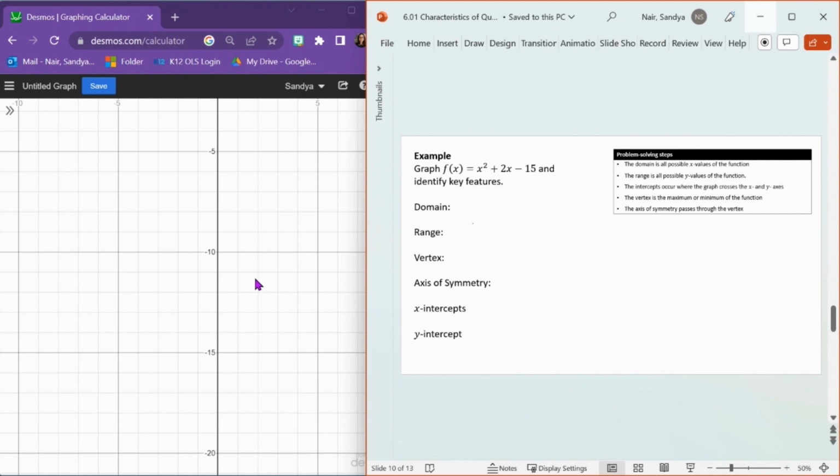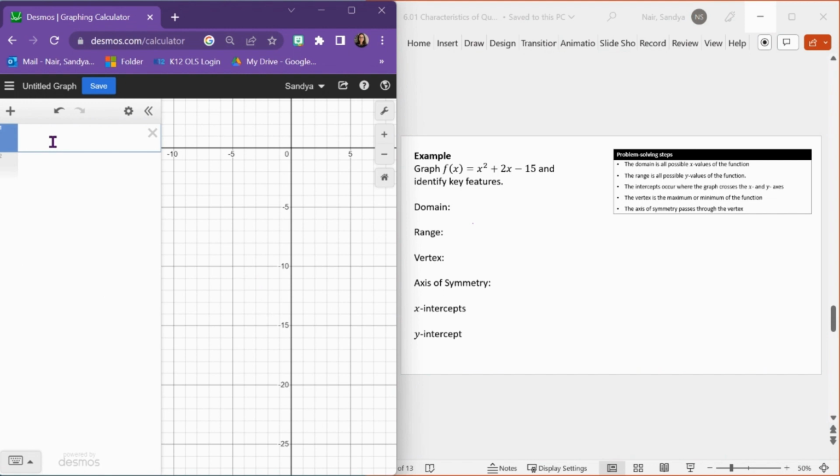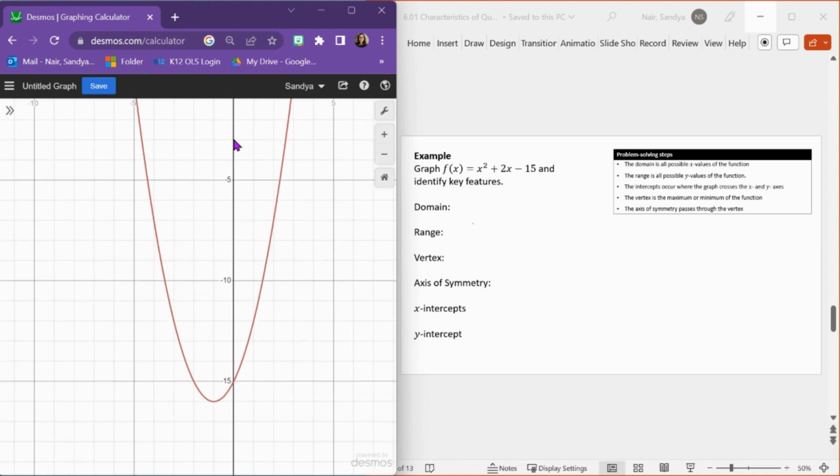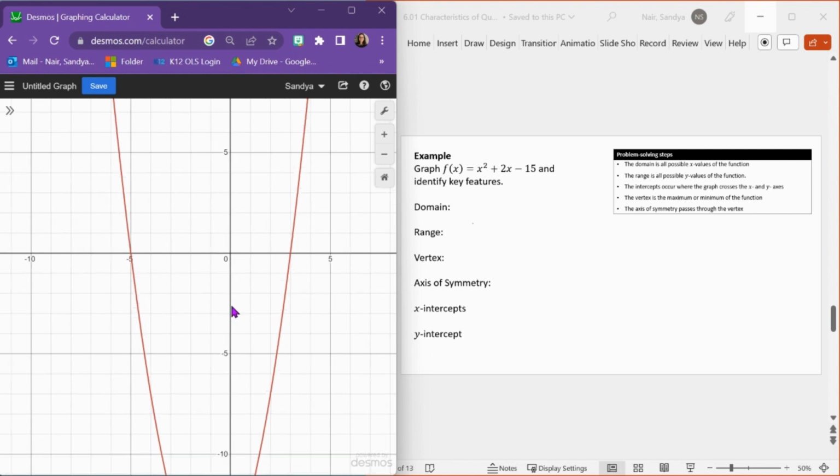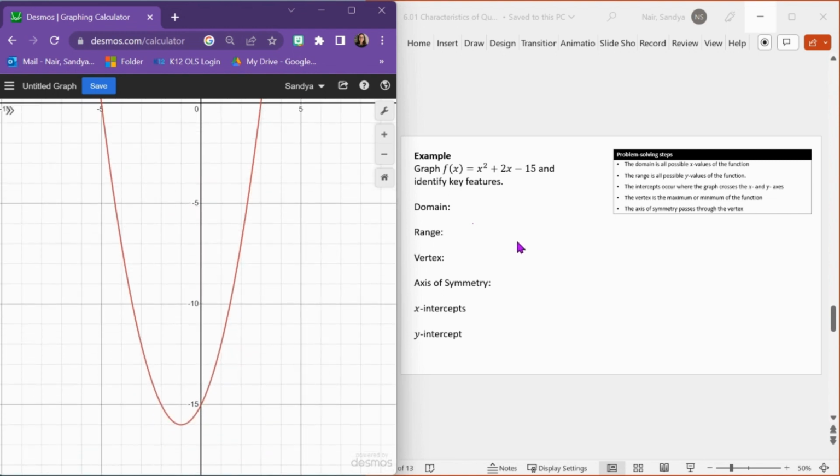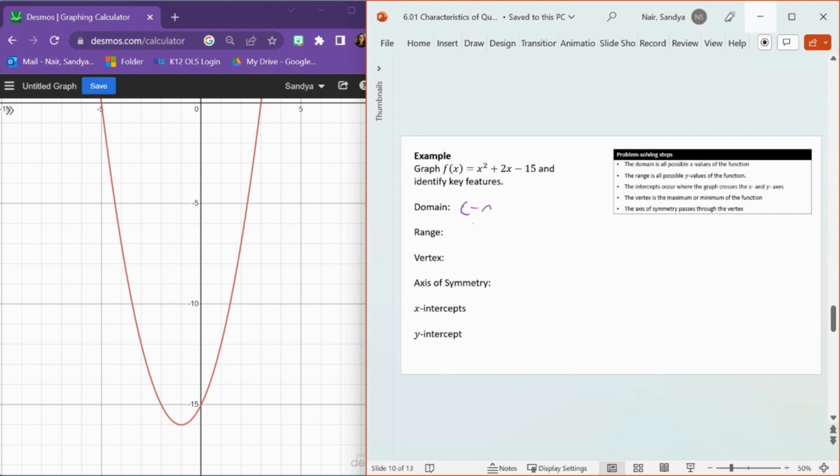Let's graph f of x equals x squared plus 2x minus 15 and identify key features. So I'm going to go to Desmos and I'm going to type in this equation, x squared plus 2x minus 15. Okay, so now you can see we have the graph of our function. Notice that the domain includes all real numbers for x. So I'm going to describe the domain as going from negative infinity to positive infinity.